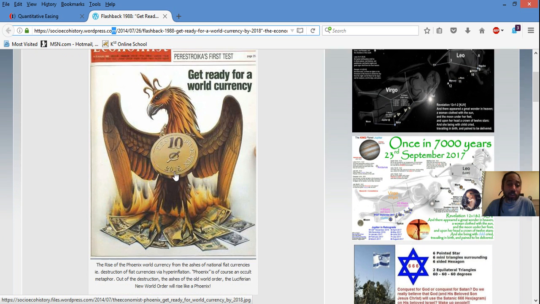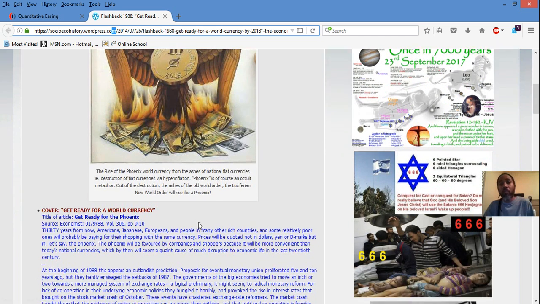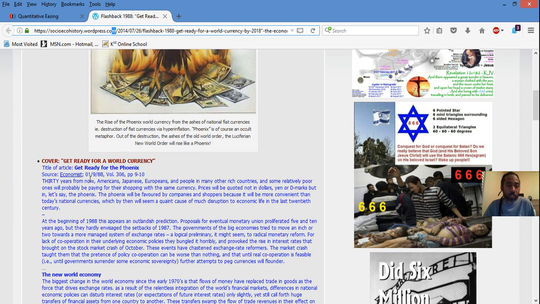But anyway, this is the currency, and it actually looks like a big gold coin or gold medallion. See the big old chain around the neck there, and it could be a digital currency, it could be Bitcoin. But underneath here, if you were to blow this picture up, you're going to see that this is a picture of all fiat currencies, all of them. So when they say get ready for a world currency, know that they mean one world currency. Okay, so let's read this article that was printed in 1988.